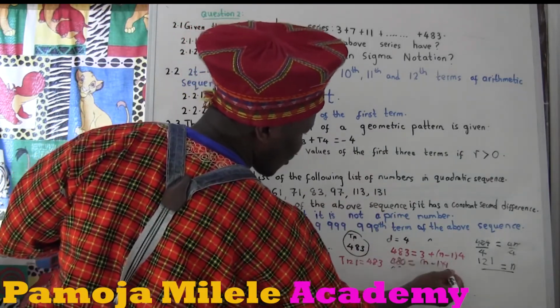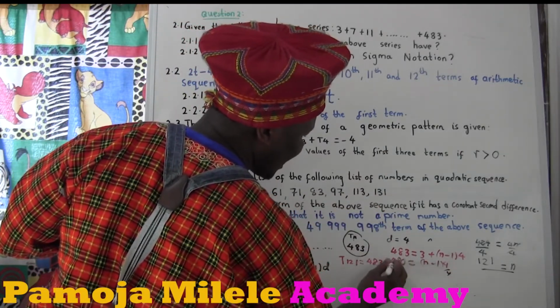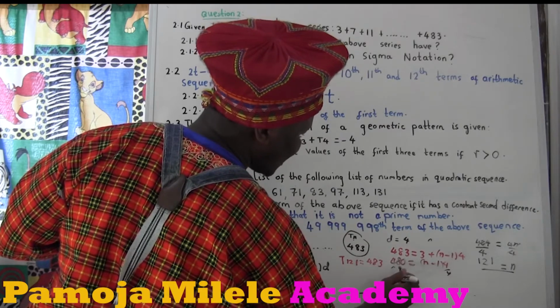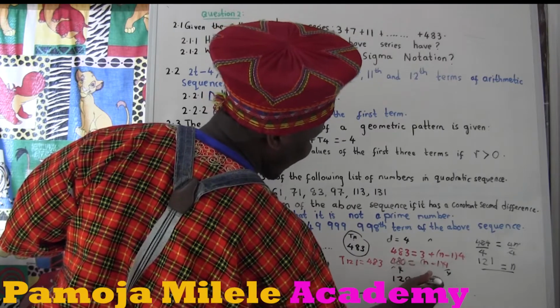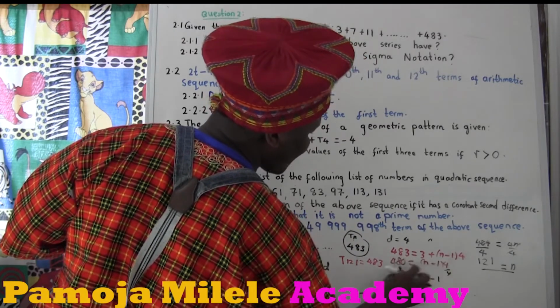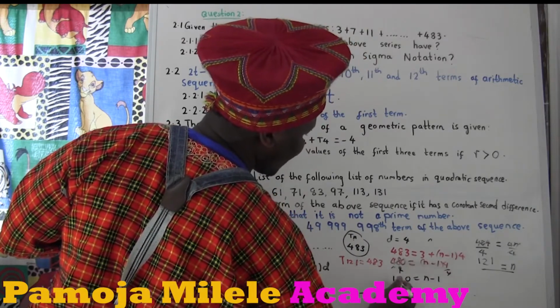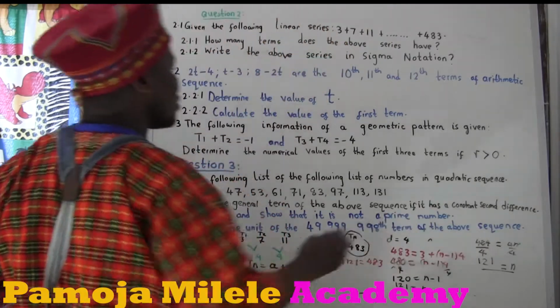Okay, so we divide by 4 throughout. And then by 4, how many 4 in 4? 1. How many 4 in 80? 2. How many 4 in 0? 0. So here we have n minus 1 because by 4, by 4. And this by 4. So now take over, it's going to be 121 equal to n. Oh, so n equal to 121.